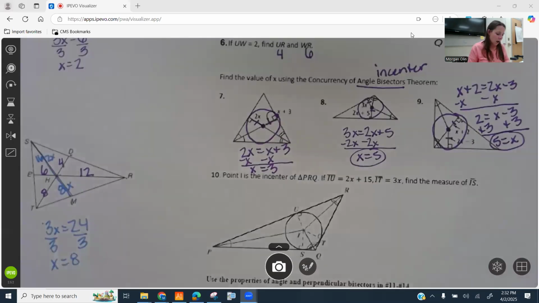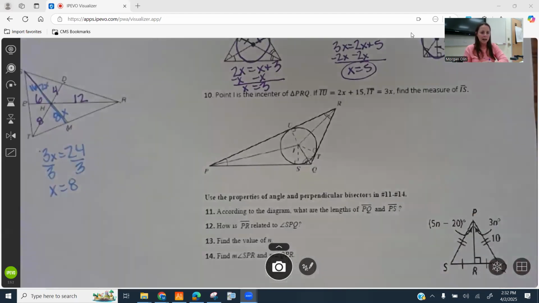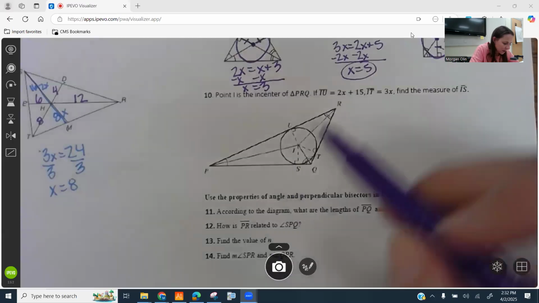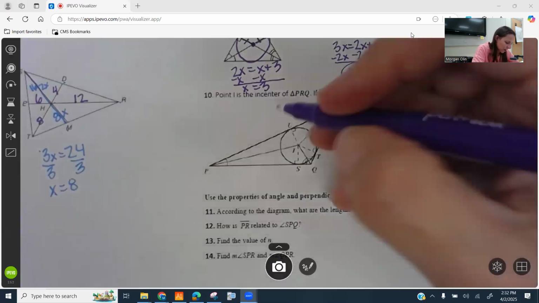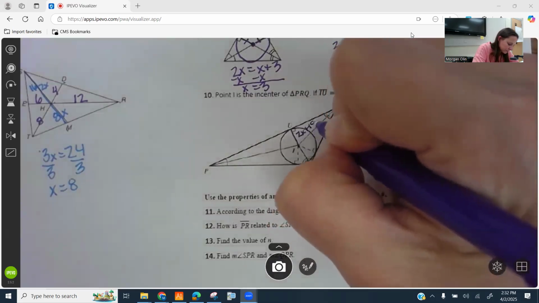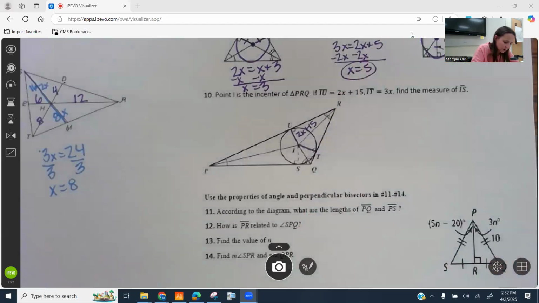All right, here we go. Now, we got a couple more problems right here. Point I is the incenter. Okay, so when I hear incenter, think angle bisector. We actually do see it in this right here. It says IU, that's this segment right here, is 2x plus 15. Draw it in. IT, which is this one right here, is 3x.